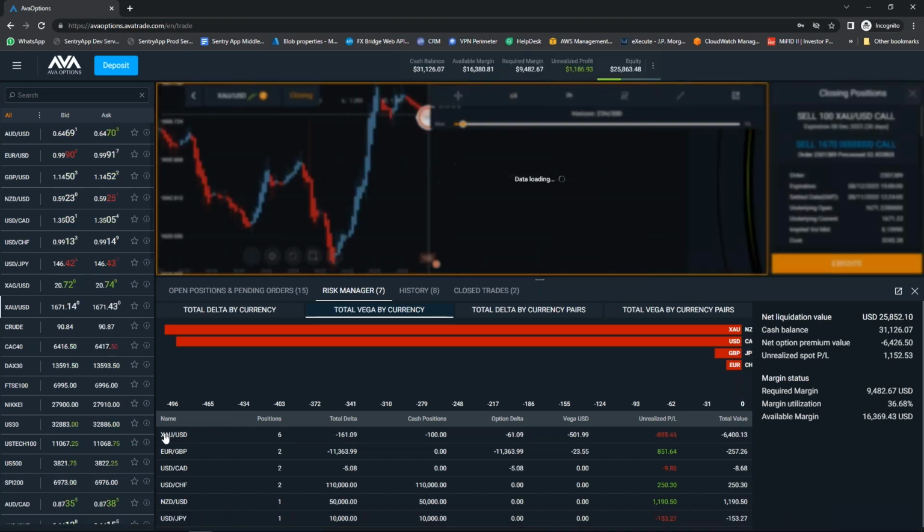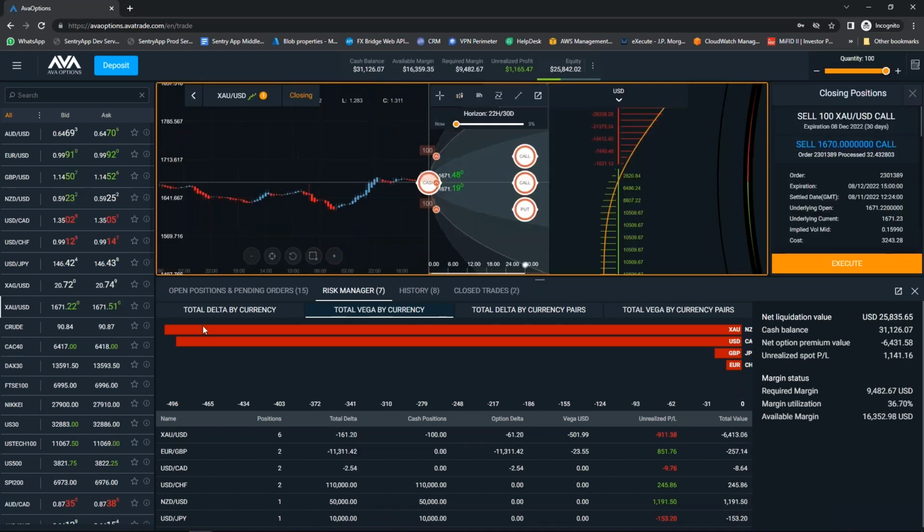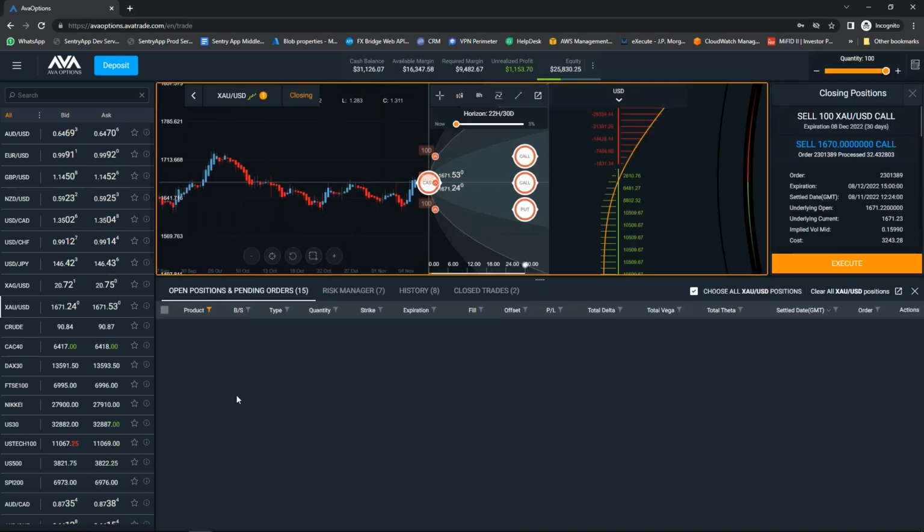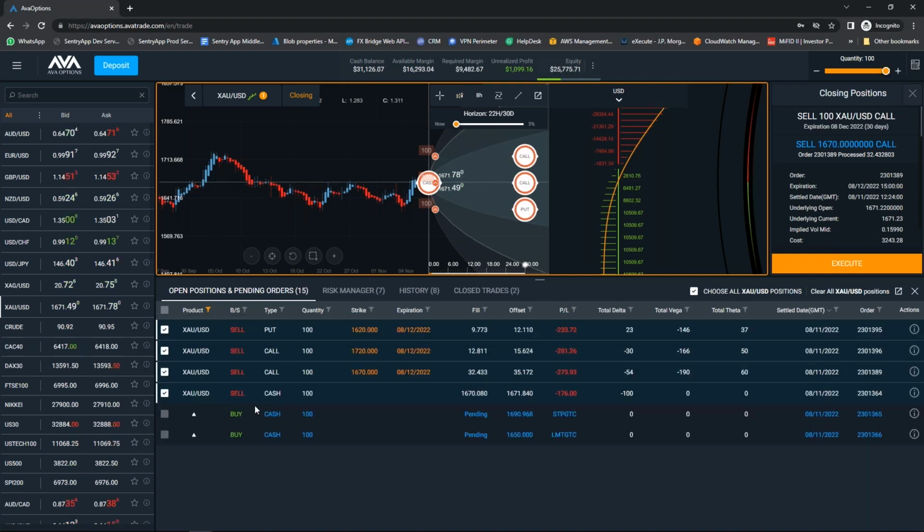Here's all of our gold positions. We showed that before. Let's close some of our gold positions. Let's go over here to our open positions. Get rid of the filter. Actually, let's just filter for gold. Here are our gold positions.